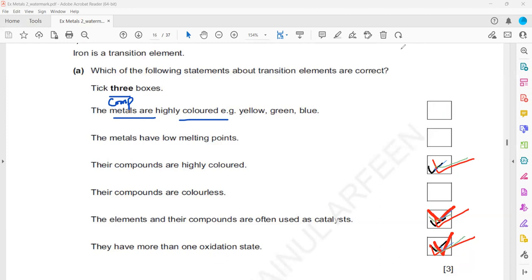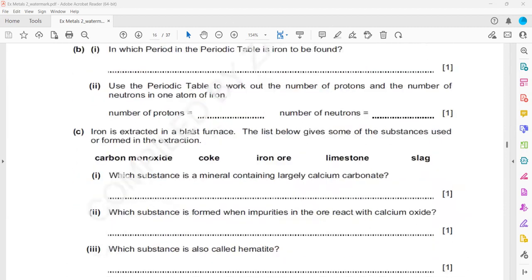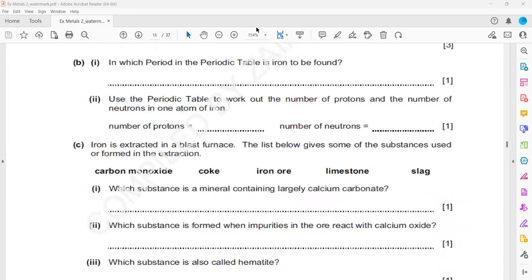Their compounds are highly colored, like a variety of colors are formed. The metal and the compounds are often a catalyst. That's true. And they have more than one oxidation state. In which period in the periodic table do we find iron? Which period do we find iron? The horizontal rows represent the periods.